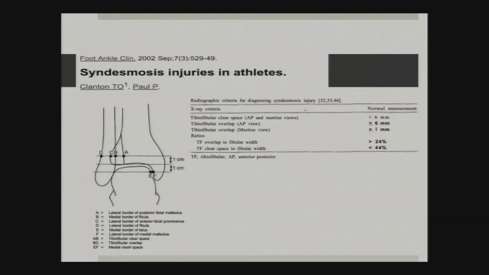Here are some of the radiographic criteria that they looked at, looking at a normal syndesmosis. So the tibiofibular clear space on an AP was supposed to be less than 6 millimeters. The tibiofibular overlap on the AP was supposed to be greater than 6, and the overlap on a mortise view was supposed to be greater than 1. Now, there were quite a few studies that I looked at that disputed this and said there were quite a few patients, because of a flatter syndesmosis, that had a tibiofibular overlap that was actually 0, or a slight widening of their syndesmosis as well. So these potentially are not the most reliable things to go off of, but they're a good place to start.